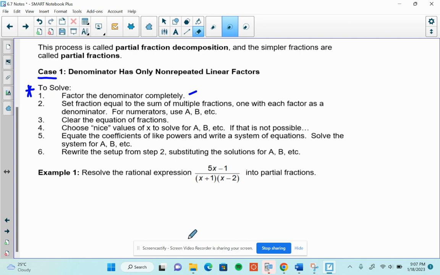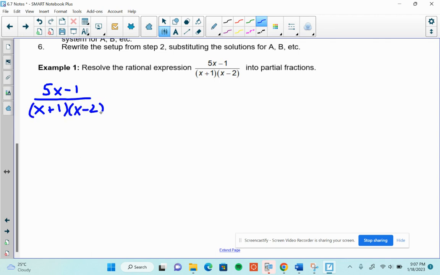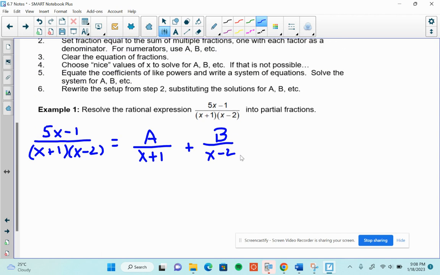So example 1, we are going to do a partial fraction decomposition for 5x minus 1 over x plus 1 times x minus 2. So the first step is we're going to take this single fraction and write it as a sum of two fractions, one with the denominator of x plus 1, one with the denominator of x minus 2, and the a and the b represent unknown constants, and our job is going to be to find those constants.